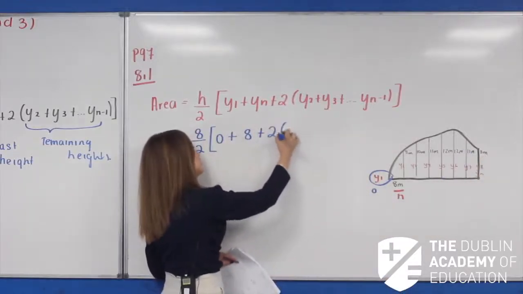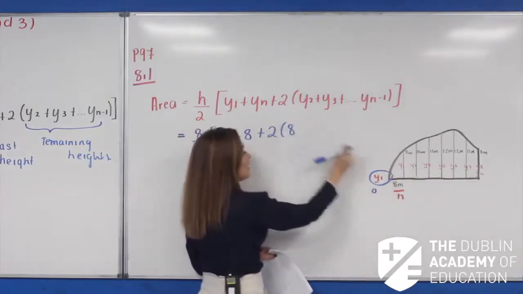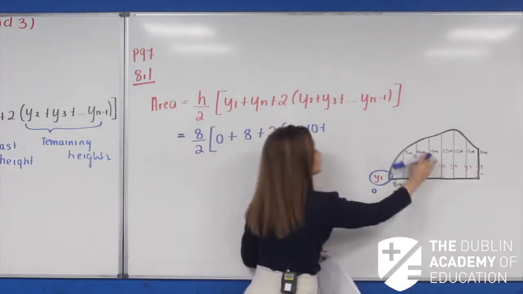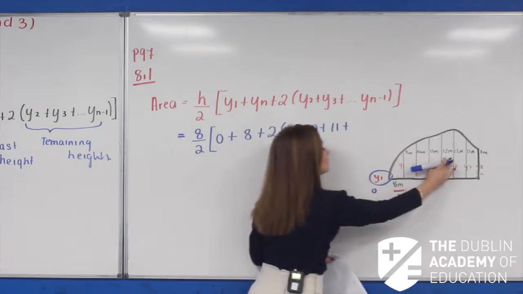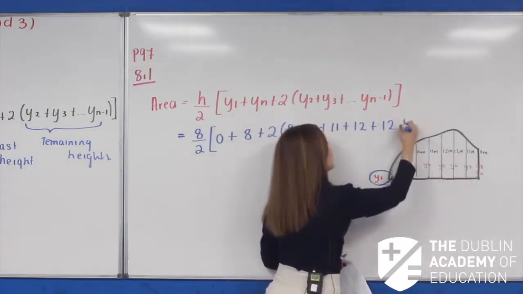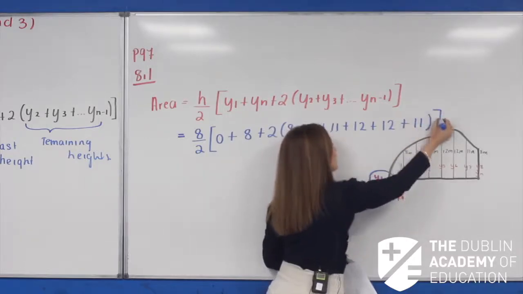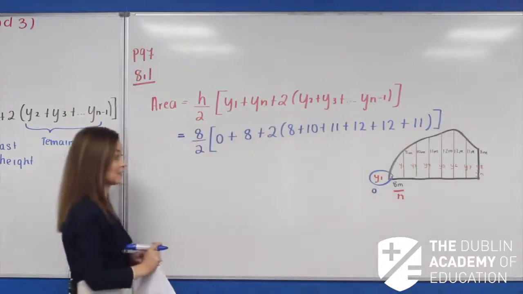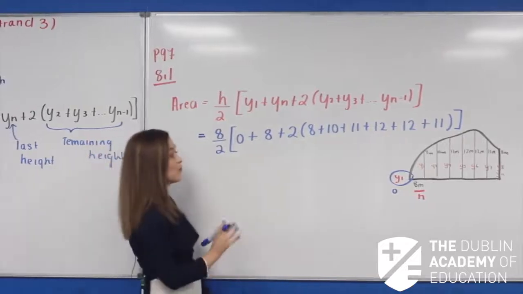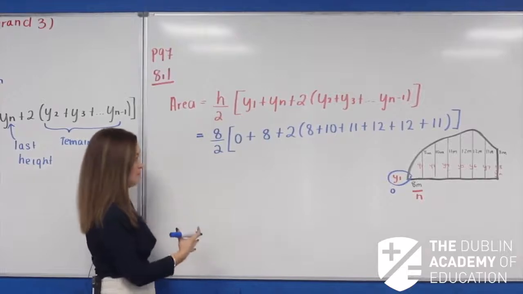Plus 2 times everything in between, so all these terms here. So we have 8 plus 10 plus 11 plus 12 plus 12 plus my second last term, which is 11. Close my curved bracket and my square bracket. Now, once you have that done, that's a huge amount of the work done. Take a second, make sure you have each of the terms in.